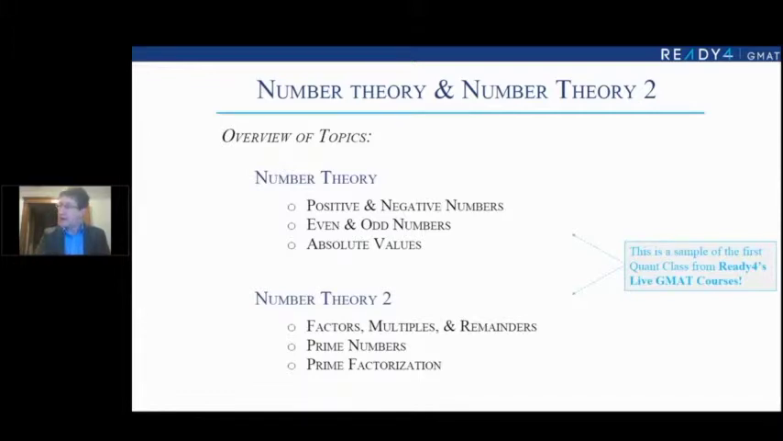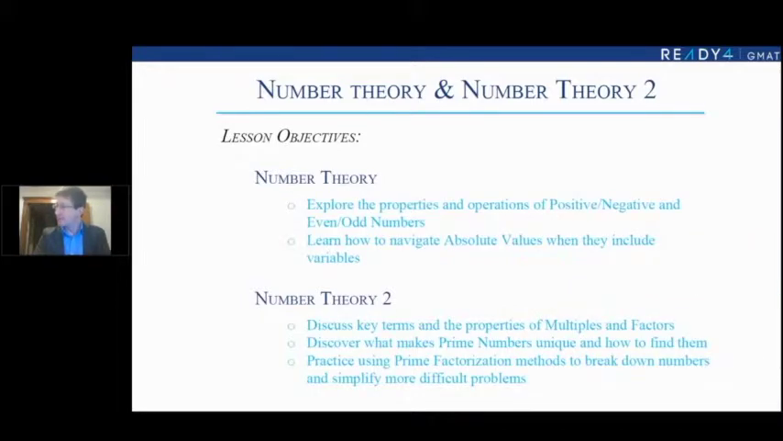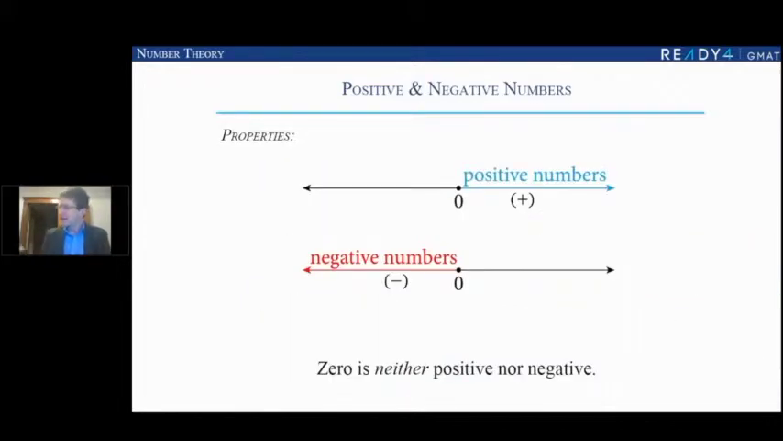So tonight's content is about number theory: positive, negative, even, odd, absolute values, factors, multiples, remainders, prime numbers, and prime factorization. So all the basic building blocks of arithmetic, essentially. So positive and negative numbers. Positive means greater than 0. Negative means less than 0. 0 is neither positive nor negative.